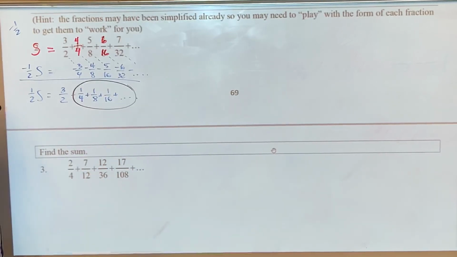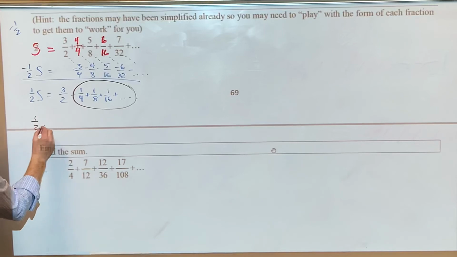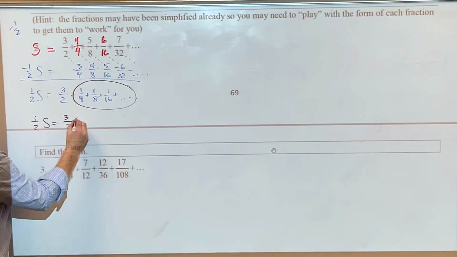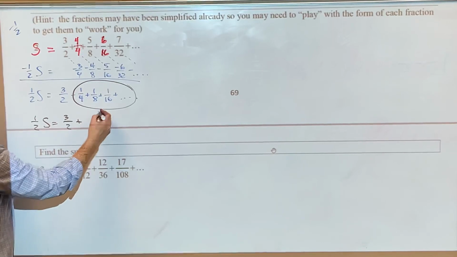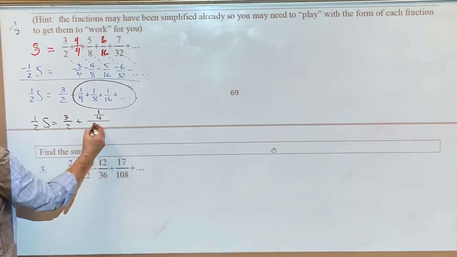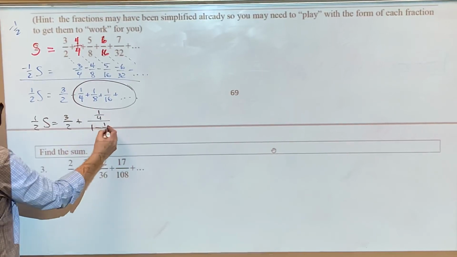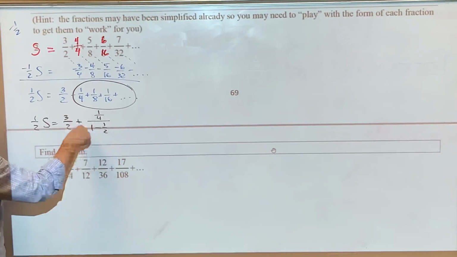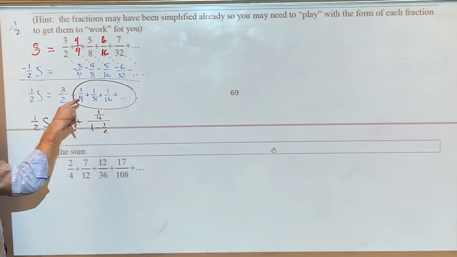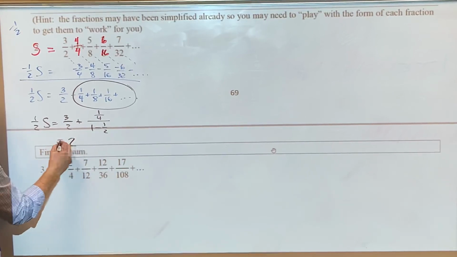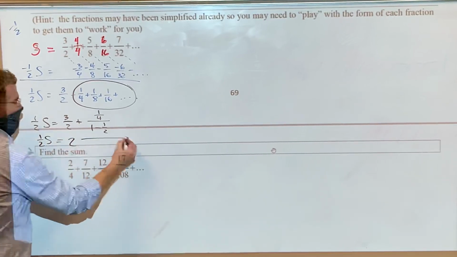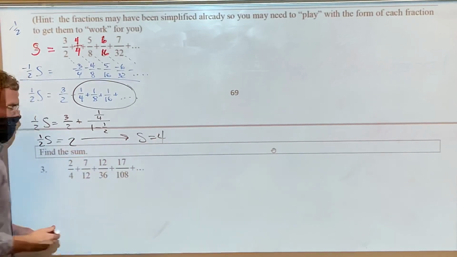But what's going to end up adding together here? All that. So here we go. 1/2 S equals 3/2 plus that. What's the formula for infinite geometric? First term over 1 minus the ratio, which is 1/2. And 1/4 divided by 1/2 ends up also being 1/2 again. 1/2 plus 3/2 is 2. And if 1/2 S equals 2, S equals 4.